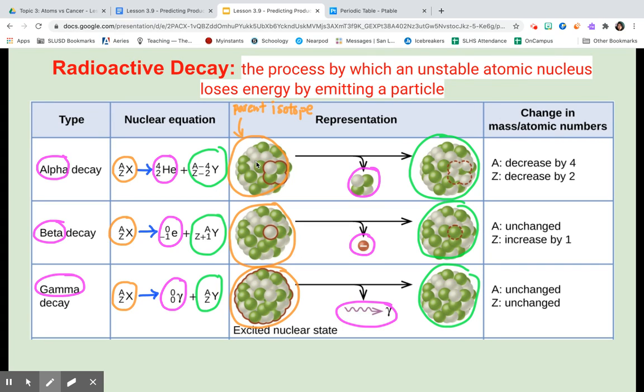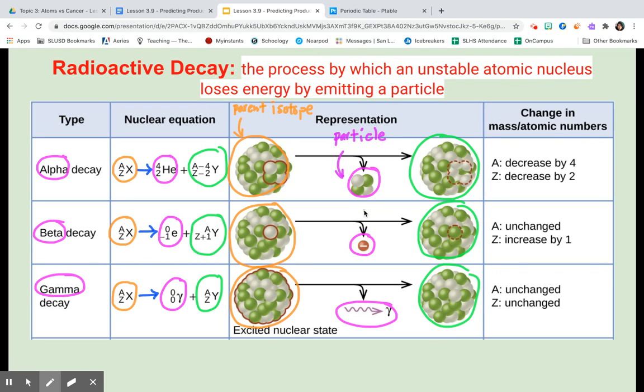Oftentimes, if we have an unstable parent isotope, it's full of energy. It's going to have so much energy that it splits off and shoots off a particle that I've circled in pink. It can shoot off an alpha particle, which is also a helium atom, a beta particle, or an electron, or pure energy, this gamma particle here. I can either represent it as this drawing or as these symbols here. Again, in pink, this one is called a particle.